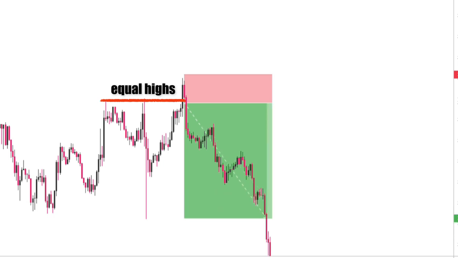The correct approach is the same. Wait for the sweep. Observe the reaction. Enter after liquidity is taken. Place the stop below the lows. Target the last swing high.